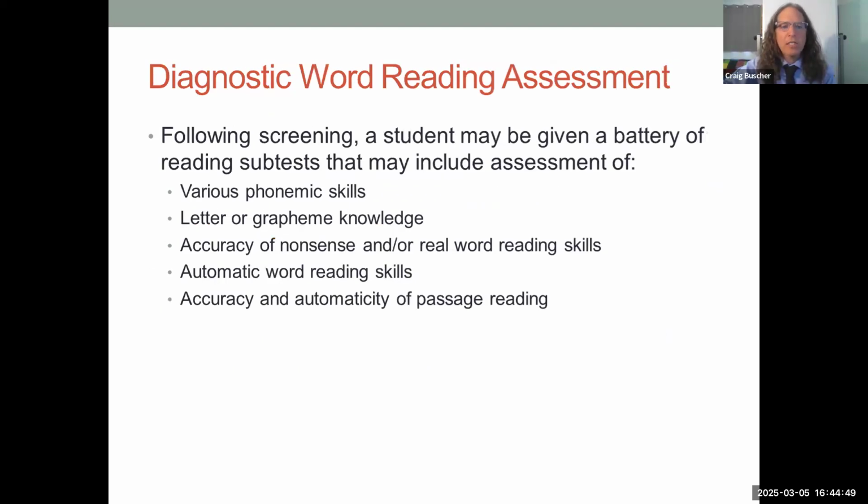Often after a screening process, we want to do something else that goes a little bit deeper, which we call a diagnostic word reading assessment. Even if students are older, in the screening, often there's no phonemic assessment. So there will be in the diagnostic assessment, because you need to know if they can't blend or segment. We also have to know, do they really have letter and grapheme knowledge? And if they don't, then we need to teach that. So this will be a little bit more involved and it'll help us figure out more specifically where the issues lie.